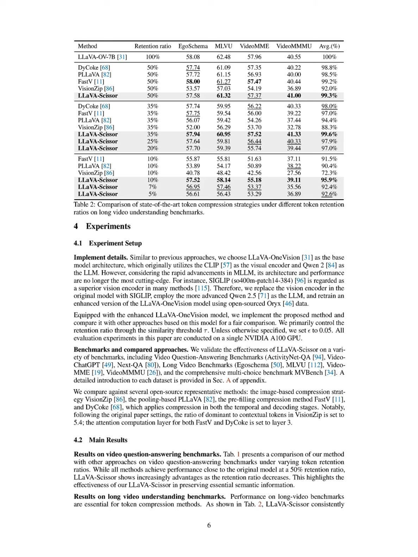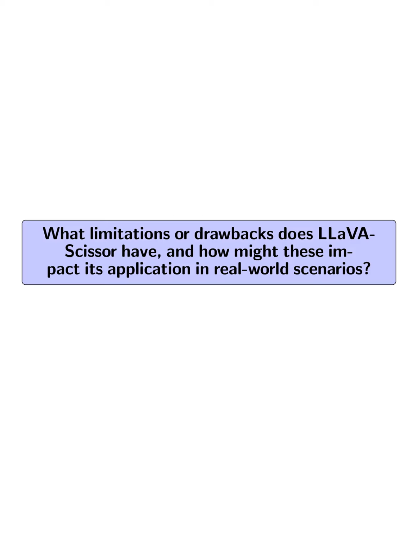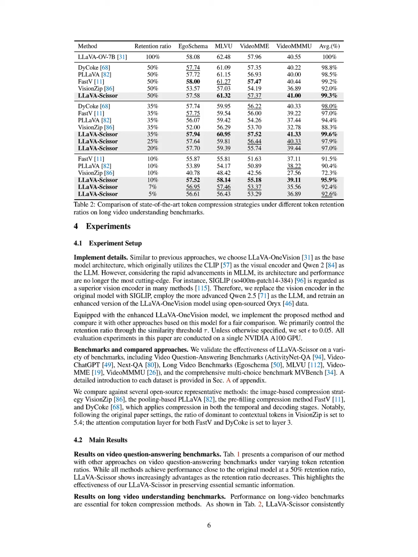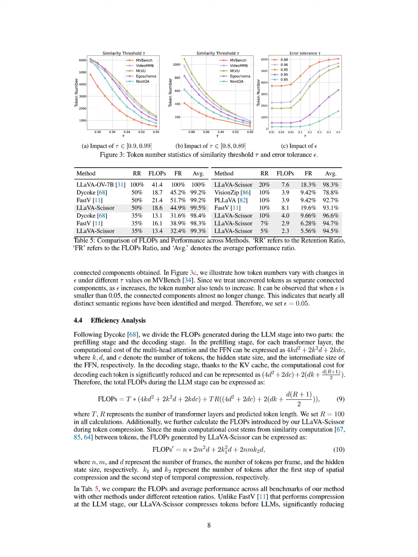and DyCoke. What limitations or drawbacks does LLaVA-Scissor have, and how might these impact its application in real-world scenarios? The LLaVA-Scissor method, while effective in reducing redundancy and preserving essential semantic information, has limitations related to its reliance on the similarity threshold, tau, and error tolerance, epsilon, parameters. These parameters significantly influence the accuracy of the connectivity graph and the number of tokens retained after compression. If set too leniently, they may lead to the inclusion of less relevant tokens, potentially compromising the model's performance.